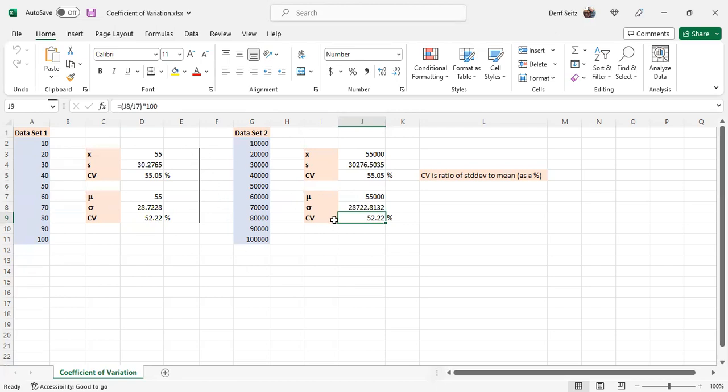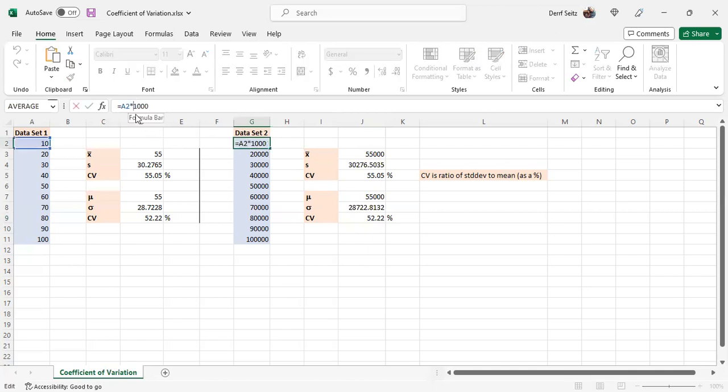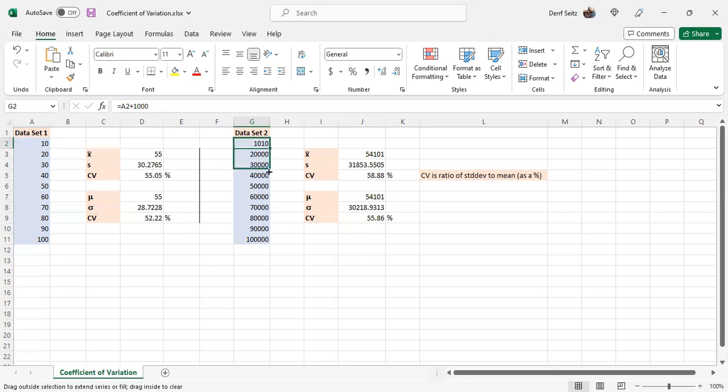Let's change this example a little bit. We'll go up to data set 2, the first item there. Instead of multiplying by 1,000, let's add 1,000 and then replicate that. And now we have a new data set 2 where every item is 1,000 greater than what it was over here. No longer multiplying, but adding.